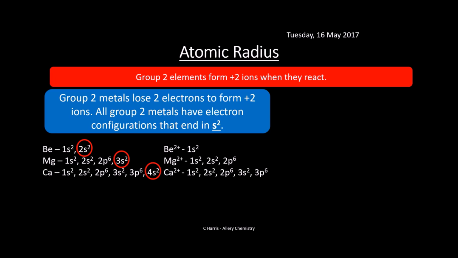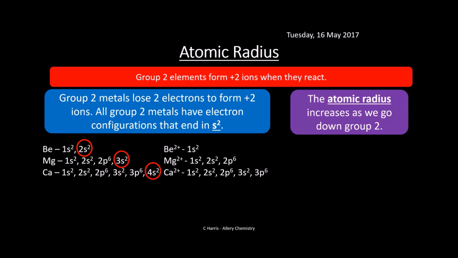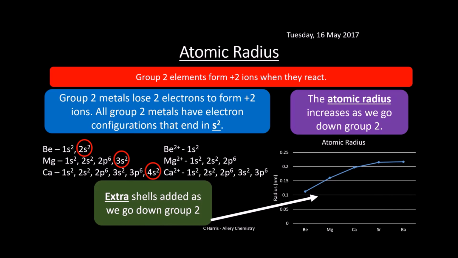Now notice the ions on the right hand side, that the S2 has been lost from the ions for Be2+, Mg2+, and Ca2+. The atomic radius increases as we go down the group, so it gets bigger. You can see from this graph, there's the evidence. We start from beryllium over here, we go up to barium, and you can see the atomic radius is increasing. Remember, radius measured in nanometers is really small. The reason why is because we're adding extra shells as we go down group 2.